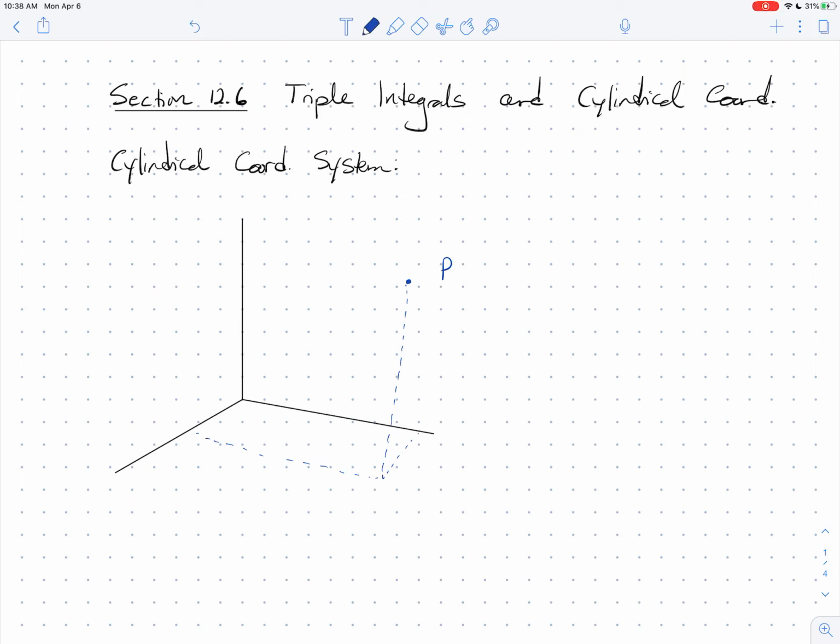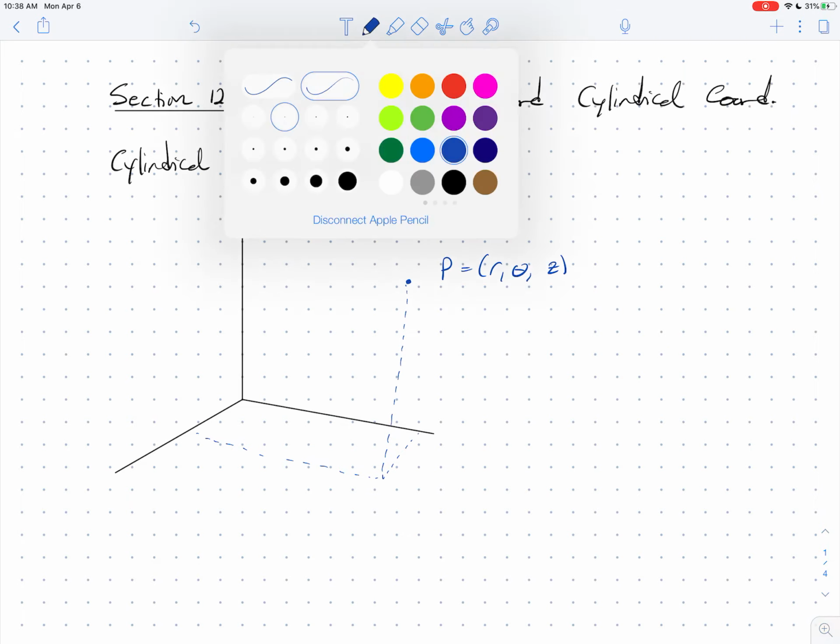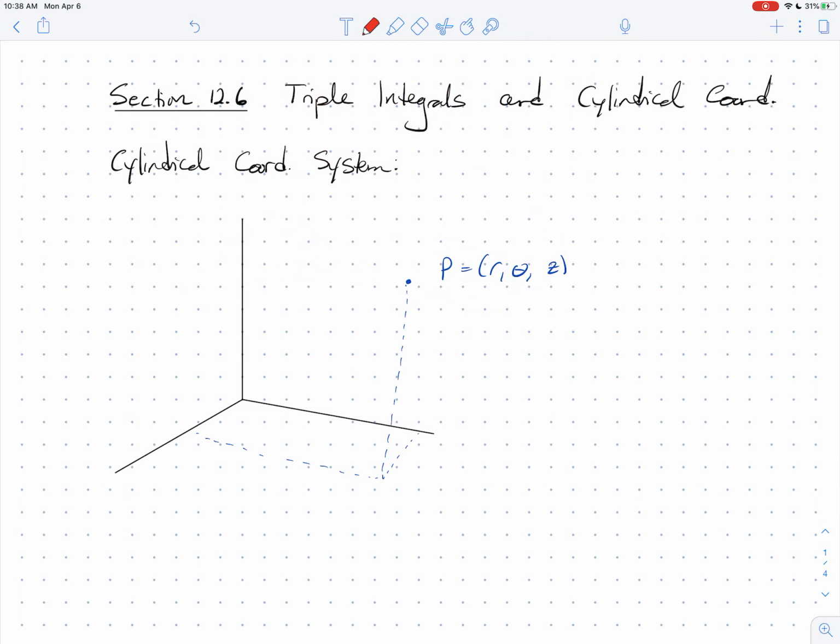Okay, so this is my point in polar, and I'm going to think of it as some r comma theta comma z, and the z is exactly what you think it should be. It's the same z as before. This is just z. And then the other part is just regular old polar. So here's x, this is the y-axis, this is the z-axis. And so my angle theta is the same as before. And then my r, this length right here, is going to be my r. So that's cylindrical coordinates in a nutshell.